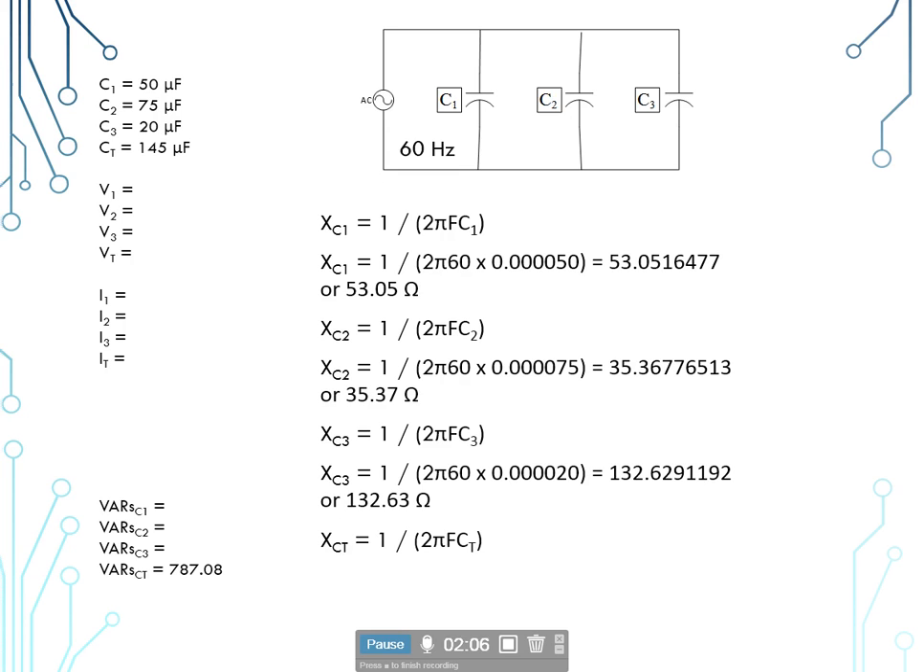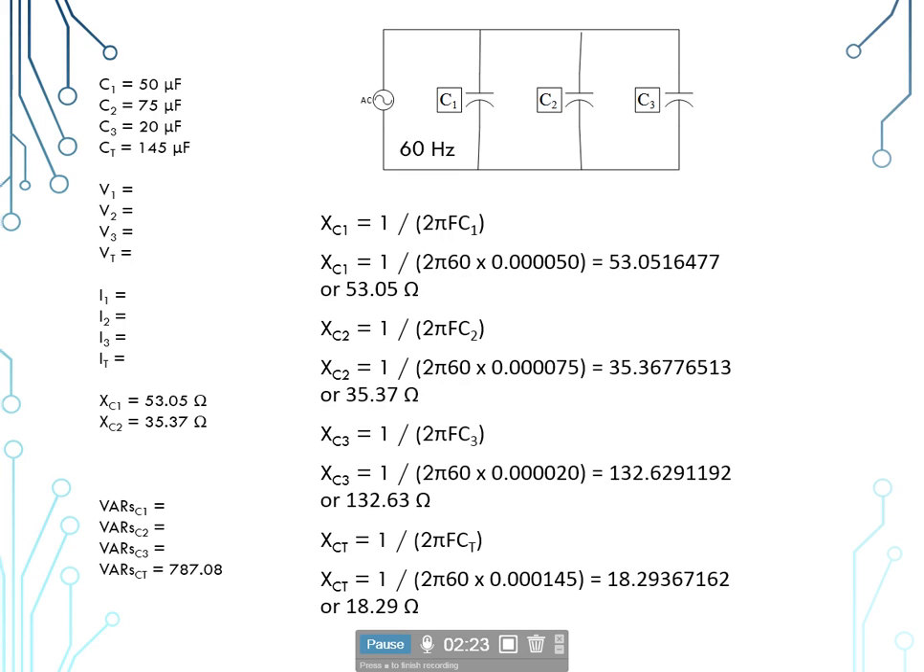X sub CT is equal to 1 divided by, open parenthesis, 2 times pi times our frequency of 60 times our total capacitance of 145 microfarads, giving us 18.29 ohms for the total circuit reactance, capacitive reactance.